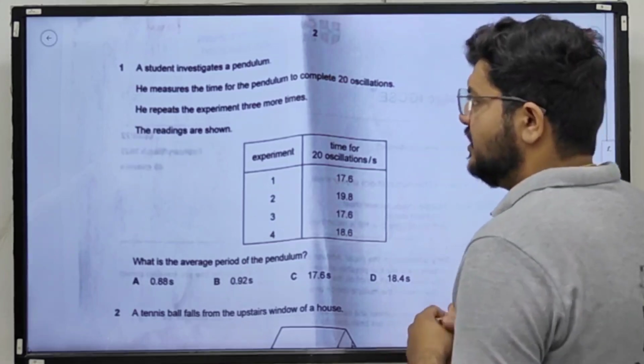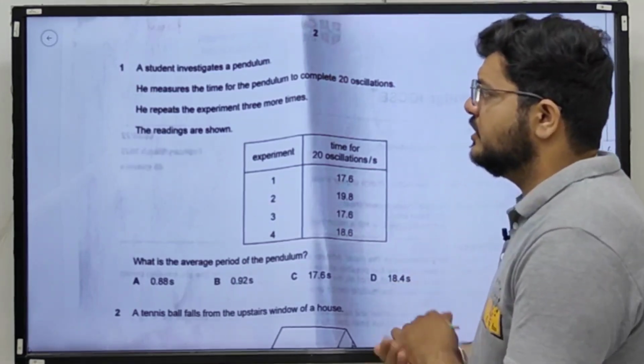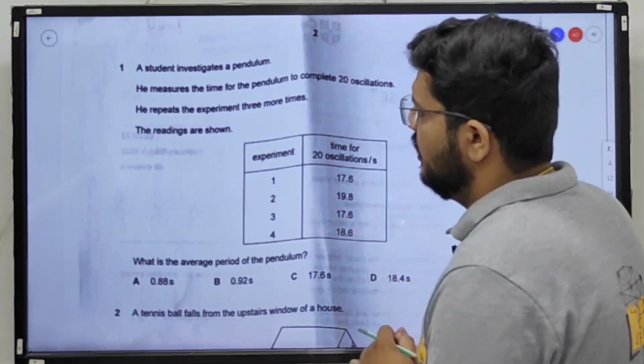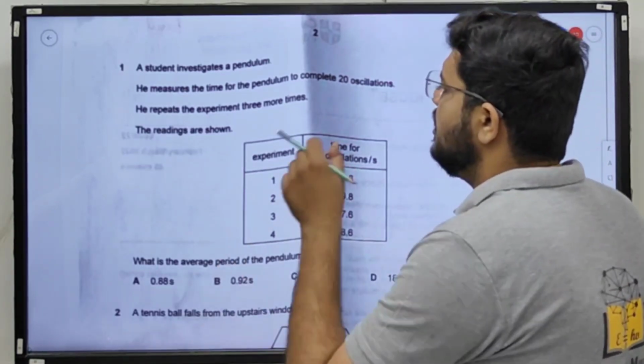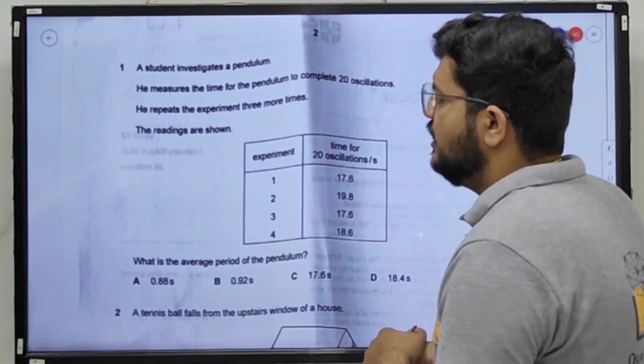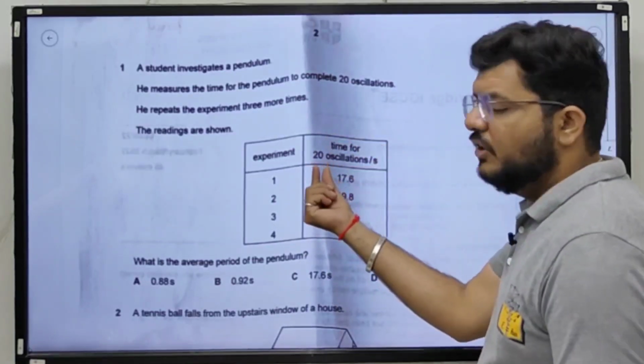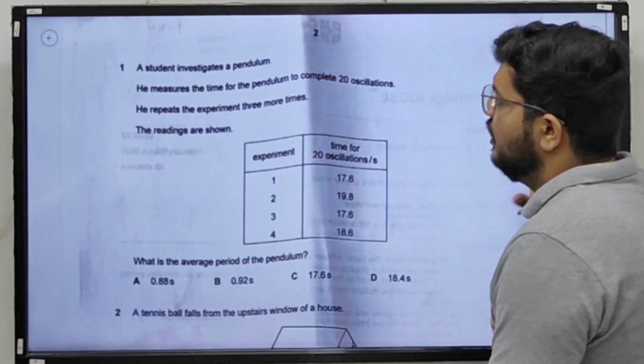A student investigates a pendulum. He measures the time for the pendulum to complete 20 oscillations. He repeats the experiments 3 more times. The readings are shown for experiments 1, 2, 3, 4 for 20 oscillations.